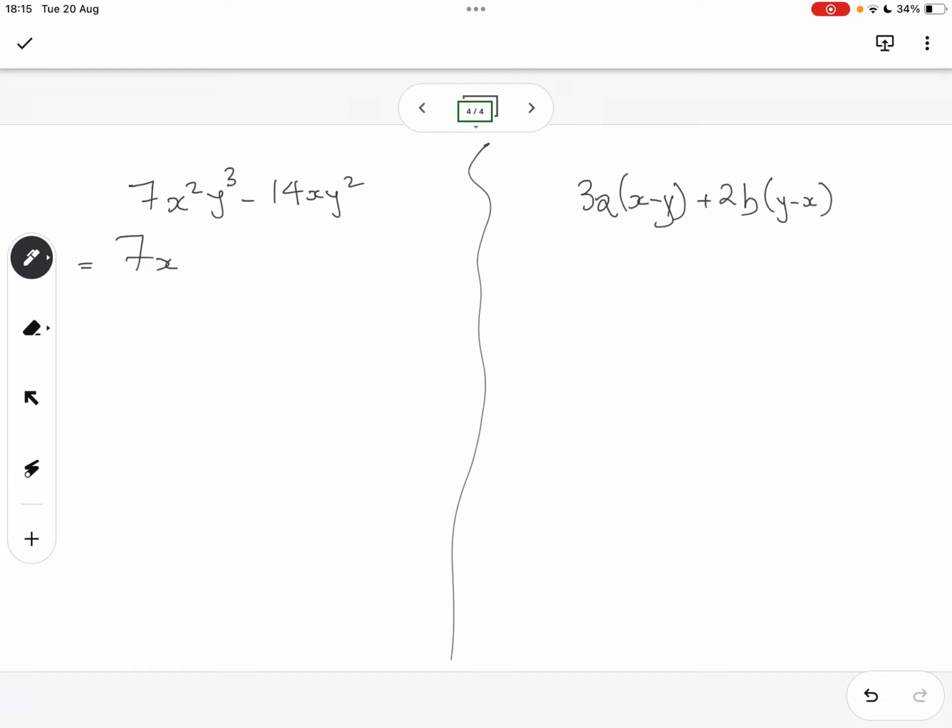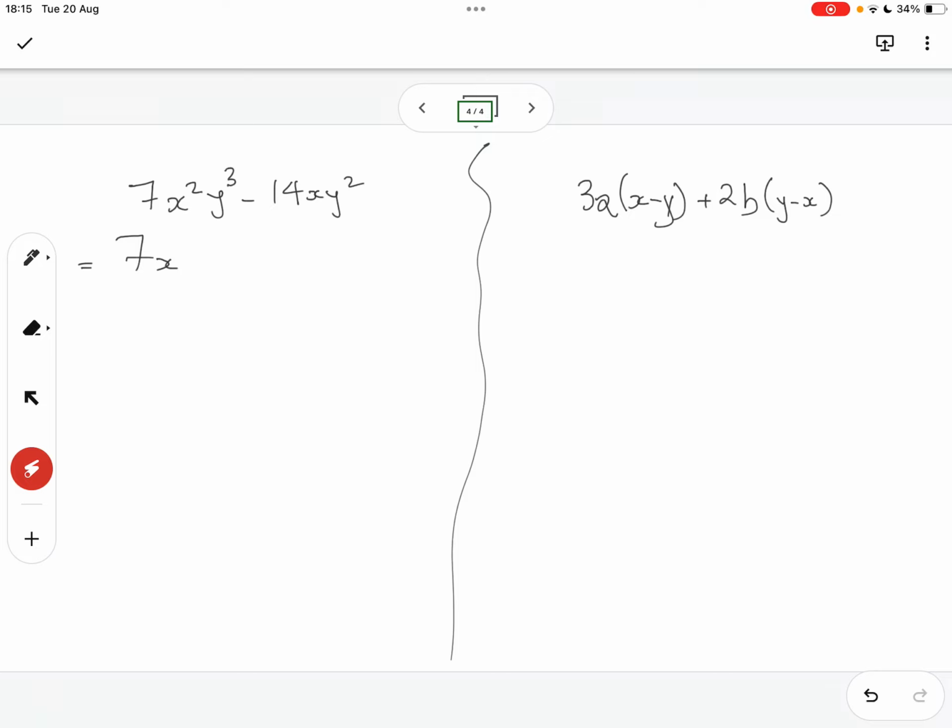X squared. Y. X, okay, x I can agree, but y... I mean, square, sorry. Which one is squared, the y or the x? The x? Yeah. Again, it goes back to the 7 and the 14.